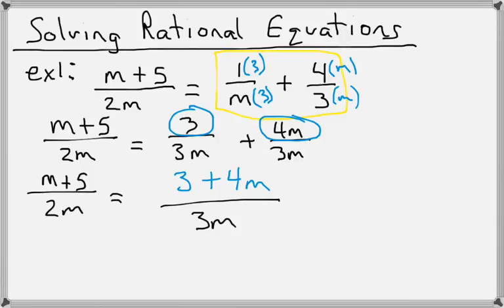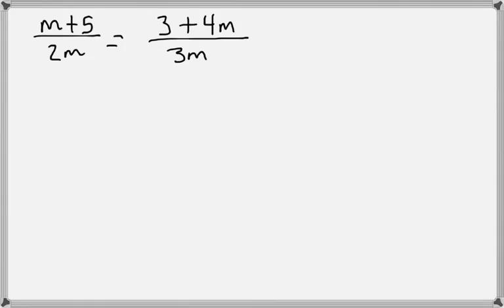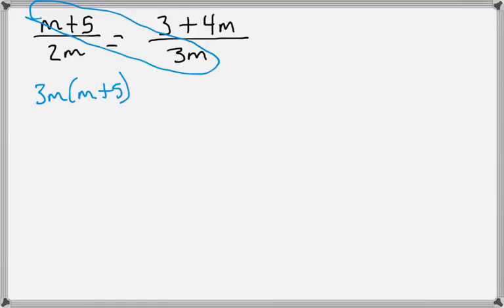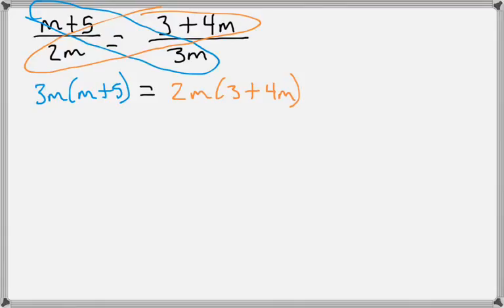At this point, we now have a fraction equal to another fraction. So this is essentially proportions. How did we solve proportions when we worked with fractions before? This is where we can go ahead and cross multiply. So here I'm going to take this diagonal and multiply them together. So I have 3m times m plus 5. And then I'm going to take this diagonal. So I have 2m times 3 plus 4m.